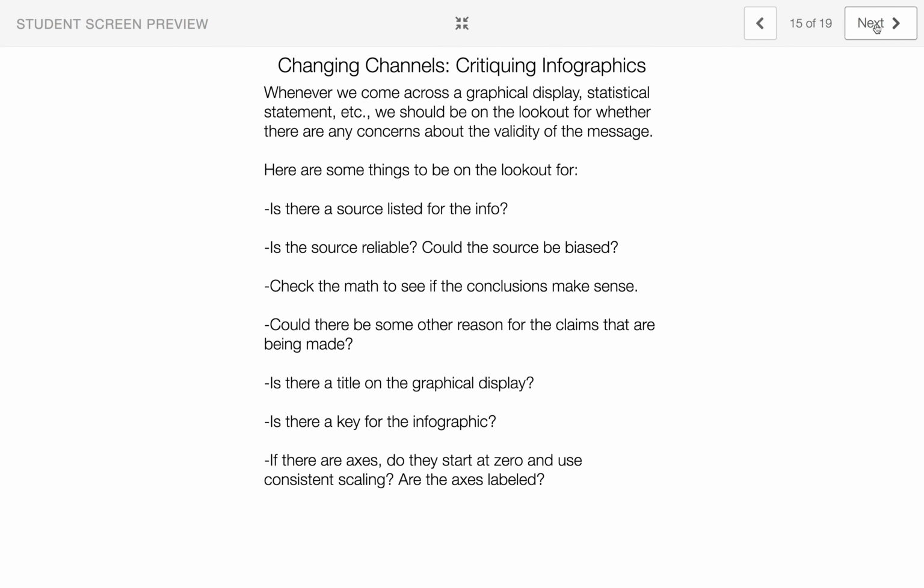Then we're going to change channels a little bit. You want to read this page about critiquing infographics, which is fancy talk for critiquing statistical displays or statistical statements or charts or graphs. There's some guidelines there.